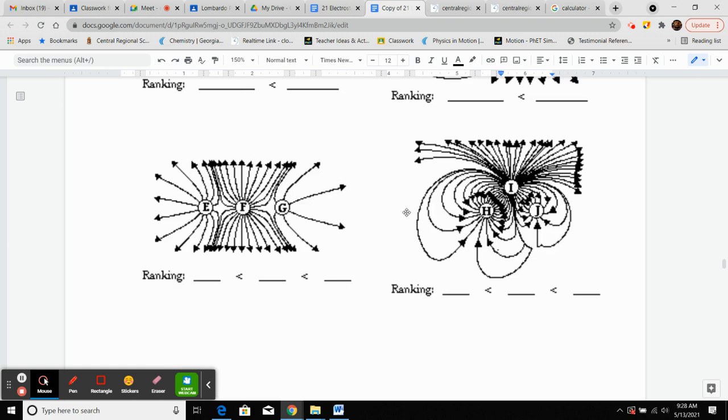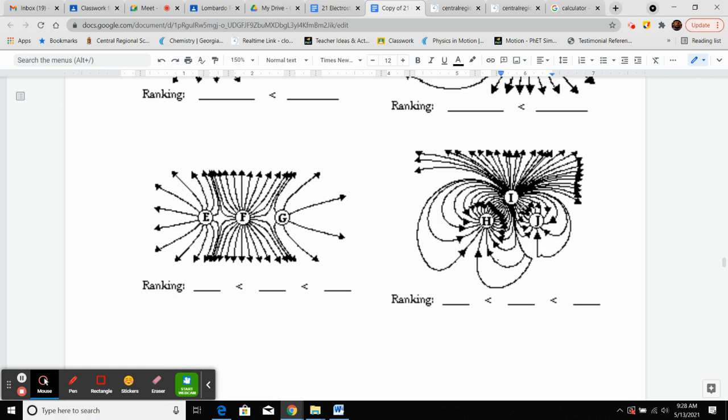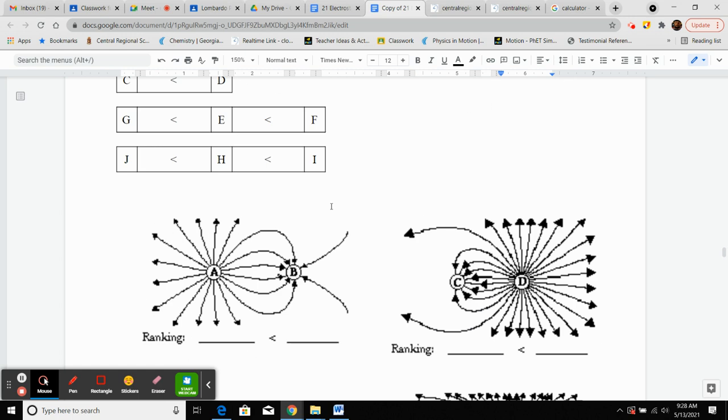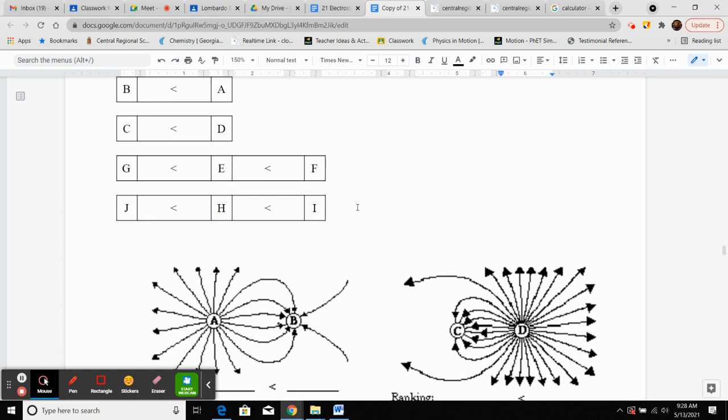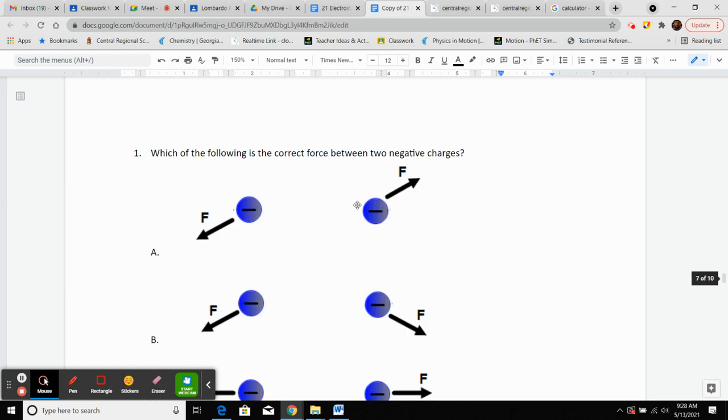Good. Holy crow, look at this thing. Which one has the most? I, definitely. So I is the strongest. Then which one? Then H, and then J. Okay, and that is already done for you. That's real easy.